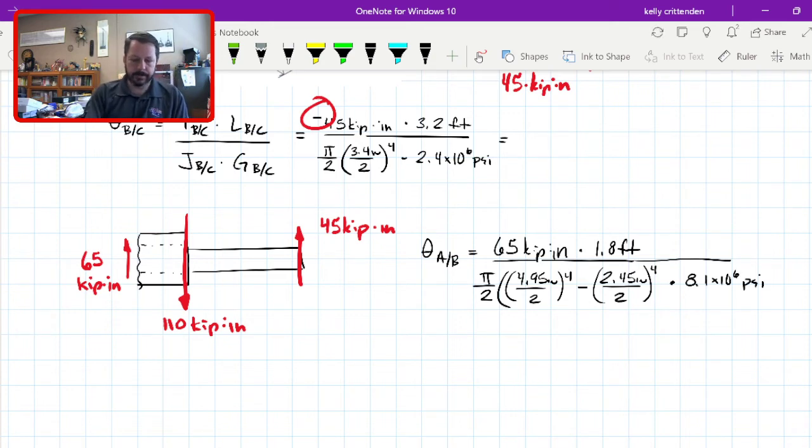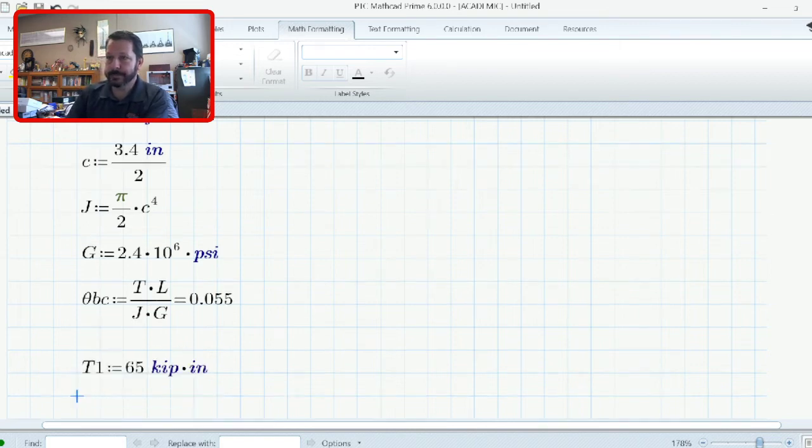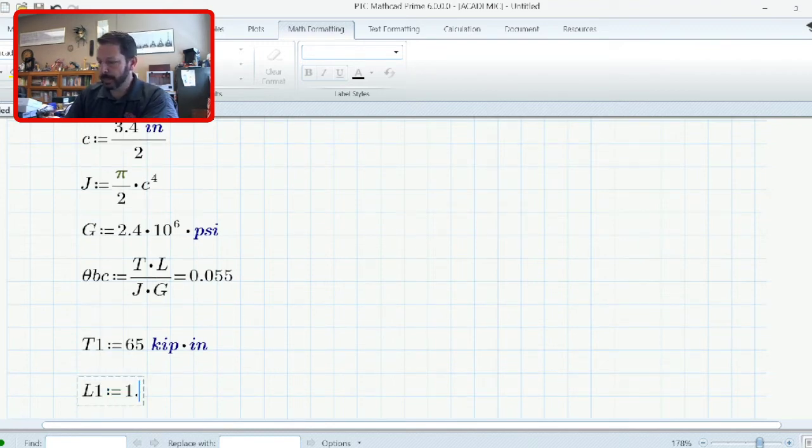Okay, so we need to solve that. Let's write down what that would equal, I don't remember, 0.55, and again, it's probably 0.54 or something. Let's go to MathCAD and put in the values for this section. I'll call these T1 just so that we have different variables. So T1 was 65 kip inches. L1 was 1.8 feet.